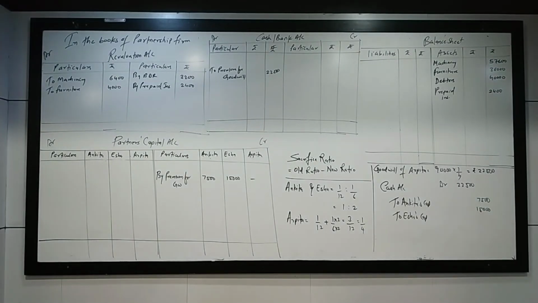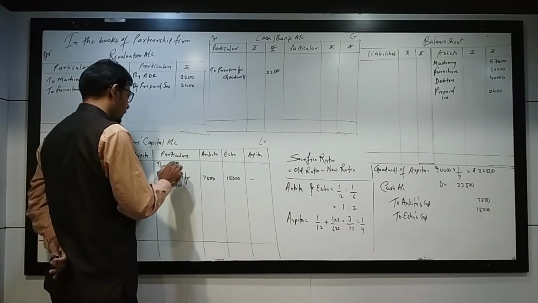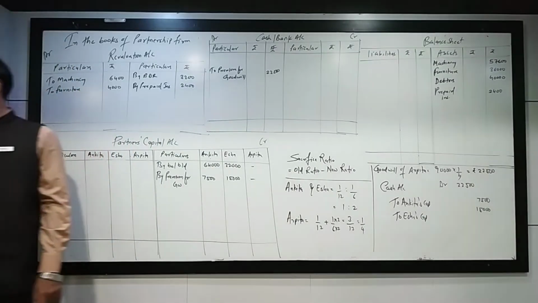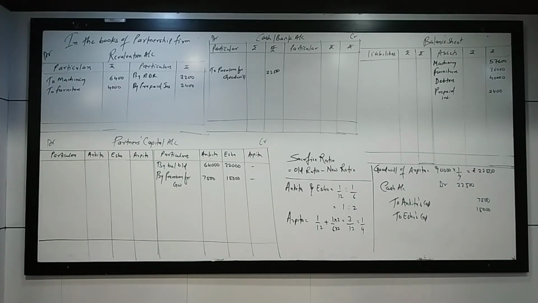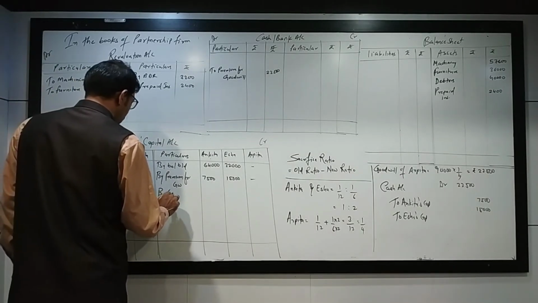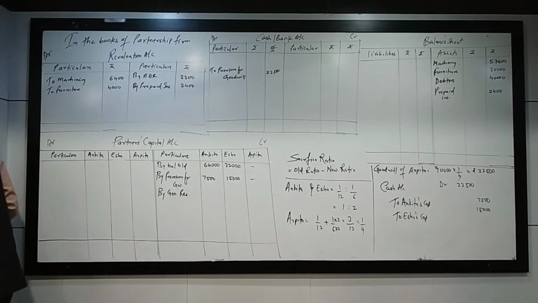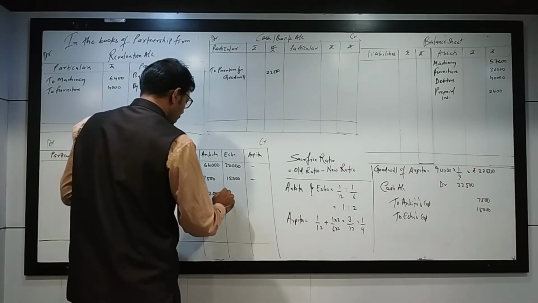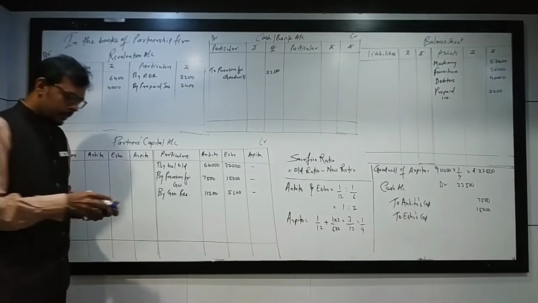Let us transfer the amount. Capital of Ankita and Isha is given, 64,000 and 32,000. Capital over this side, 64,000, 32,000. Then general reserve is given 16,800. We got to distribute it in the old ratio, that is 2:1. By general reserve 2:1, 11,200 and 5,600.